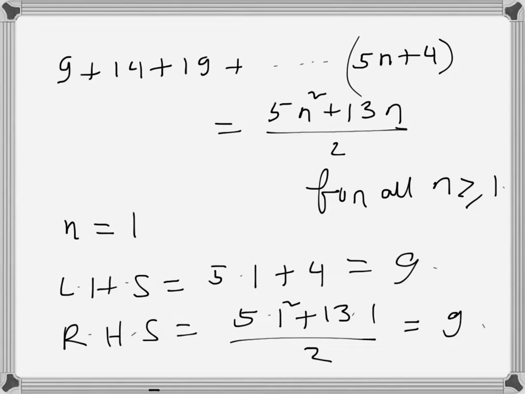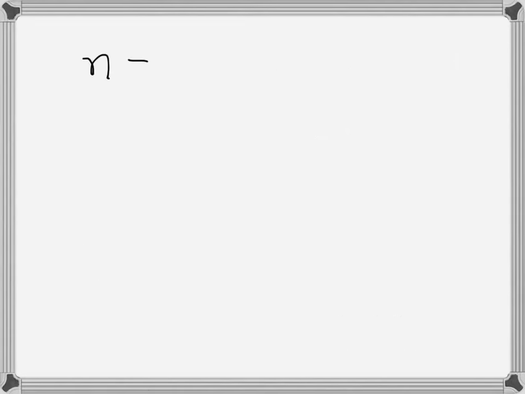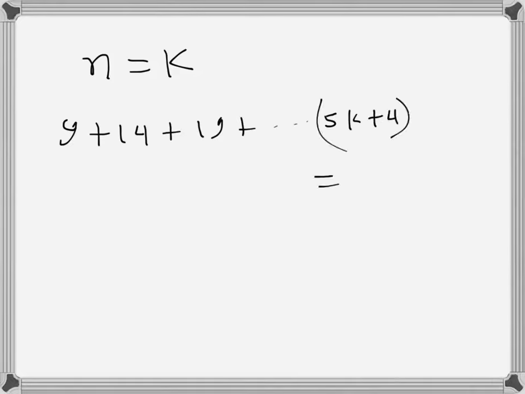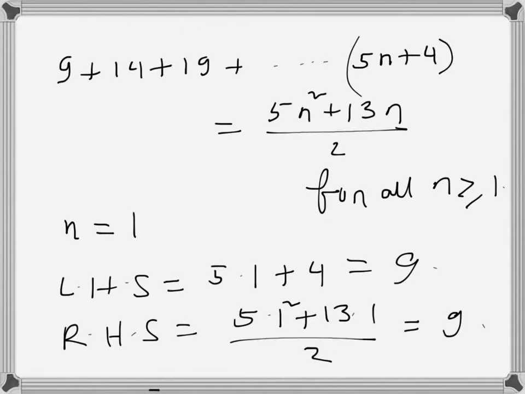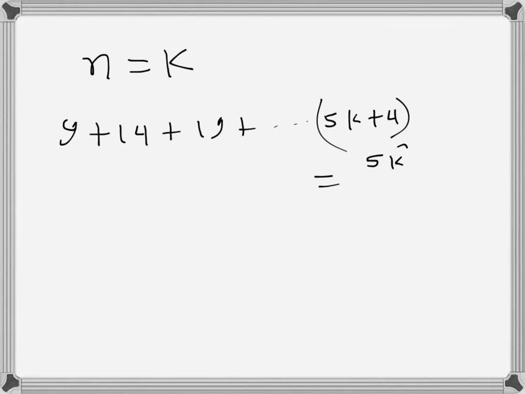Now we assume that the relationship is true for n equal to k, where k is any integer, and we assume that the relationship is true. So when n is equal to k, 9 plus 14 plus 19 up to 5k plus 4 is equal to the right hand side, which is (5k square plus 13k) over 2. This is true, we are assuming, and from there we are trying to see what happens.